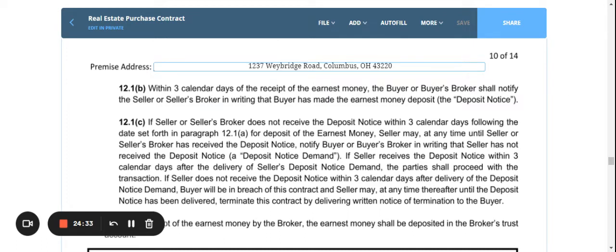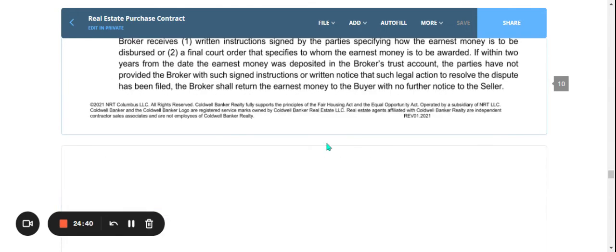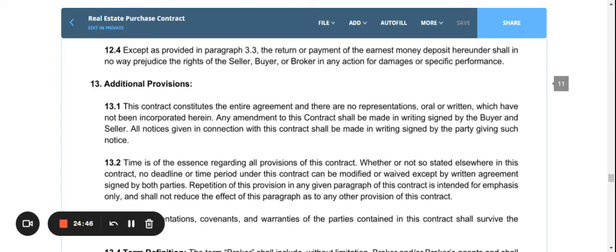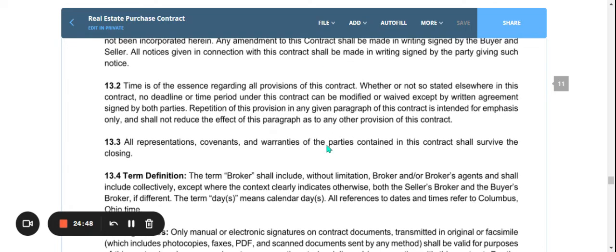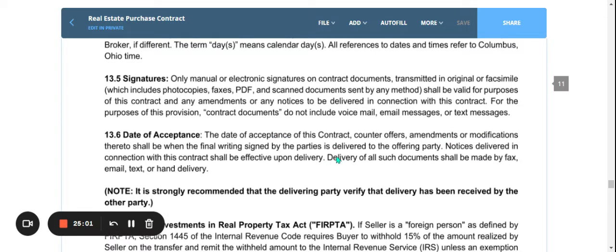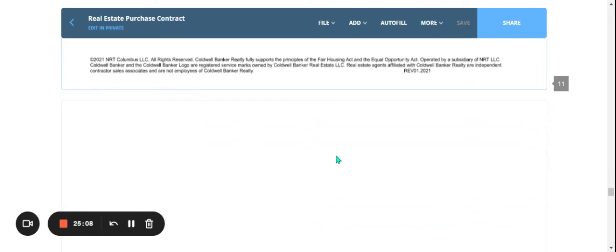So we are almost at the end of this contract. Don't worry, it is a lot of information, and that's why I wanted to have a separate video that you can always come back and reference. I just don't want you to feel like you don't know what you're signing. So this just goes over different terms like what is a broker, who represents who, what kind of signatures are acceptable, what constitutes a date of acceptance, and different jargon.